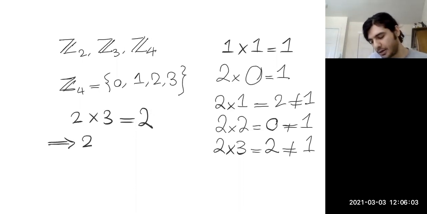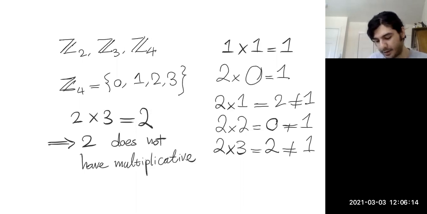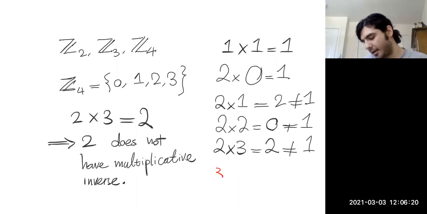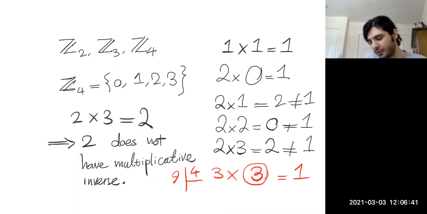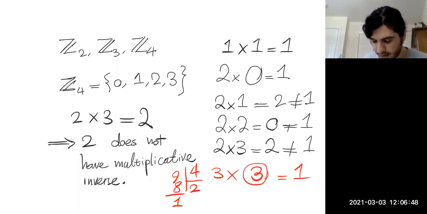Therefore, 2 does not have a multiplicative inverse. What about 3? Is there any number which, if I multiply 3 by it, I would get 1? You can answer that question. 3 times 3 is 9. If I divide 9 by 4, 2 times 4 is 8, and the remainder is 1. So 3 has a multiplicative inverse. But anyway, this element 2 does not. So Z4 is not a field.